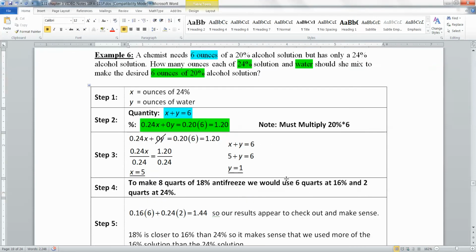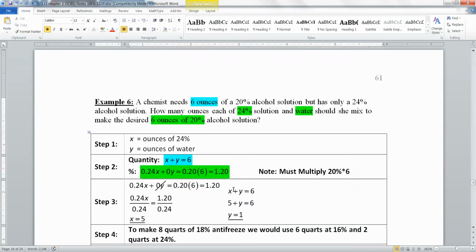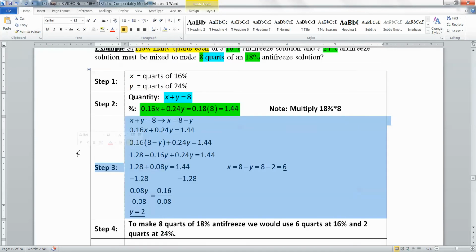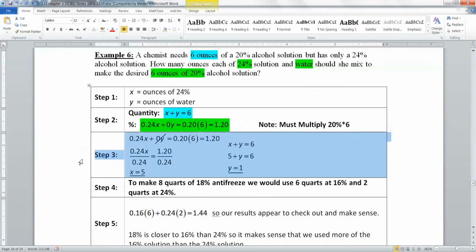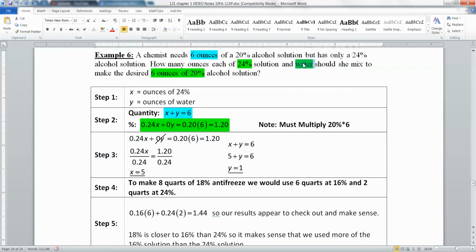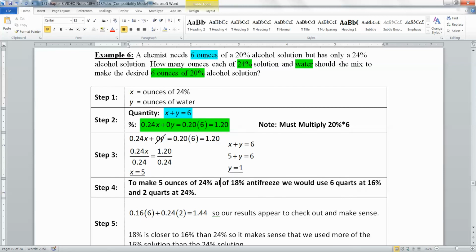It was a much easier problem than before, right? Because the other ones have had so much work for step 3. Look at how much work we had to do there to solve for step 3. And this one, because of that zero business, because you're using water. Water has no alcohol, so it made it 0y, which means that whole part disappeared, and you just were able to solve it for x straight up. So that means you need 5 ounces of the 24% alcohol solution and 1 ounce of water.